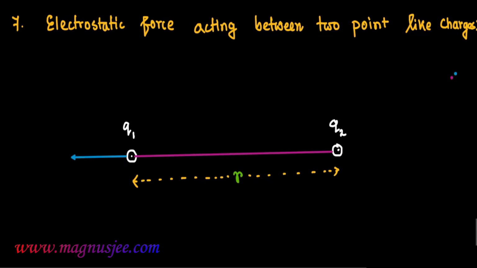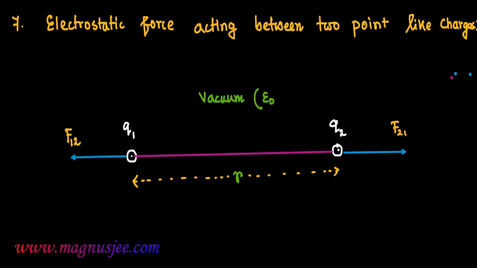Electrostatic force experienced by the charge Q1 due to Q2 is F12. Similarly, we can denote the direction of the force F21, which is the force experienced by Q2 due to Q1. And the intermediate medium between the two charges is vacuum.